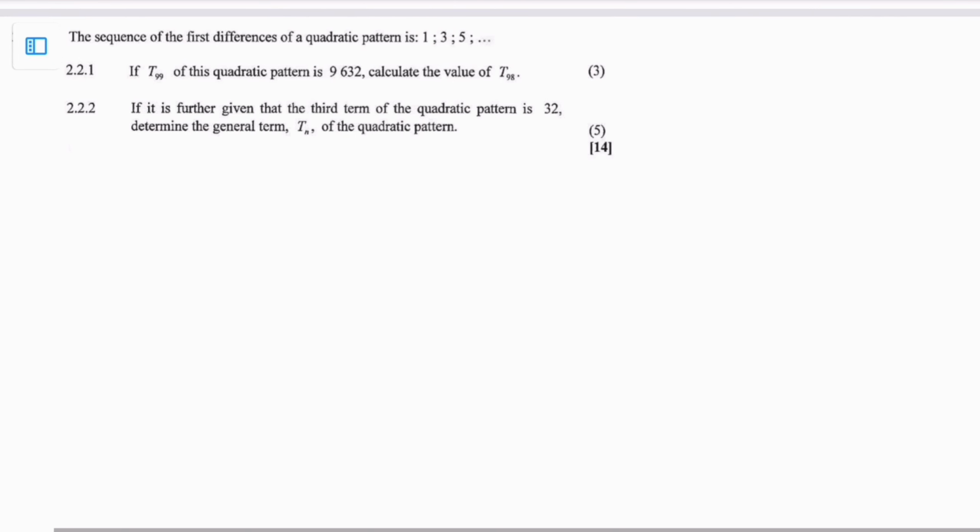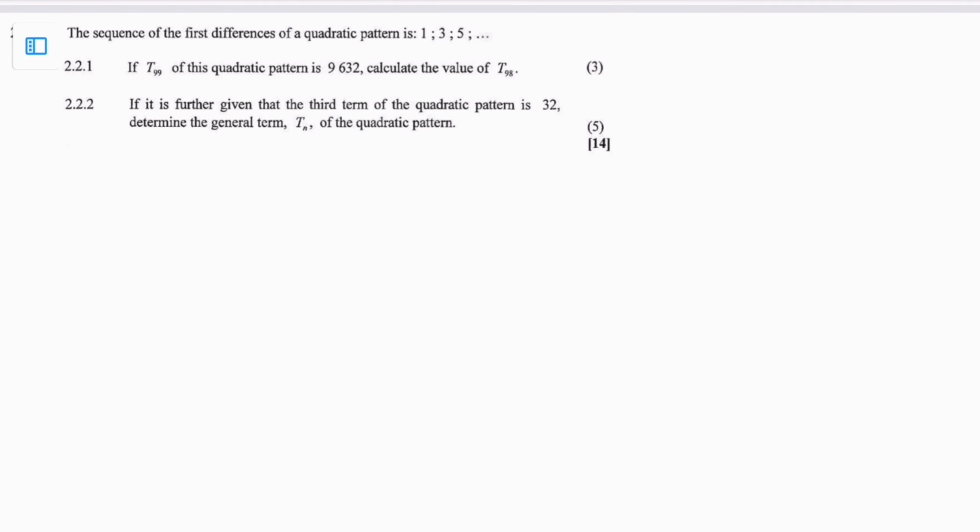So this one is about quadratic patterns. They say the sequence of the first difference of a quadratic pattern is 1, 3, 5. They say if the 99th term of this quadratic pattern is 9,632, calculate the value of the 98th term. So that's what that notation means. T99, 99th term, T98, 98th term. So we know what the sequence of the first differences is. It's 1, 3, 5, right? And so the question is, how do we find the 98th term?